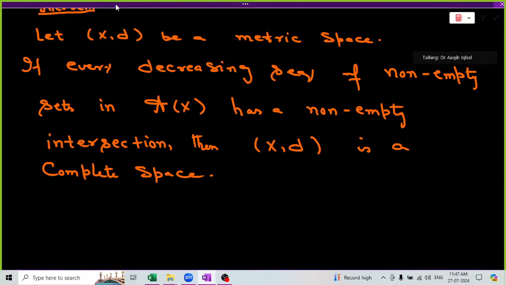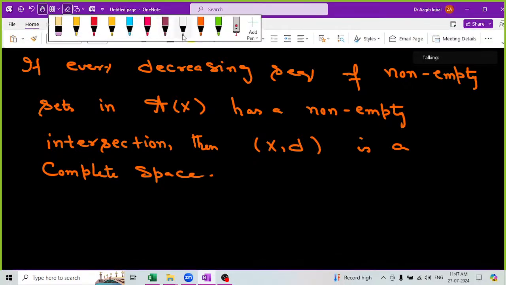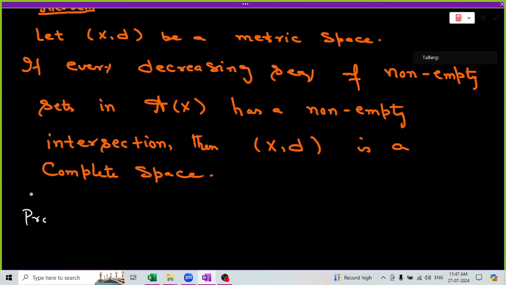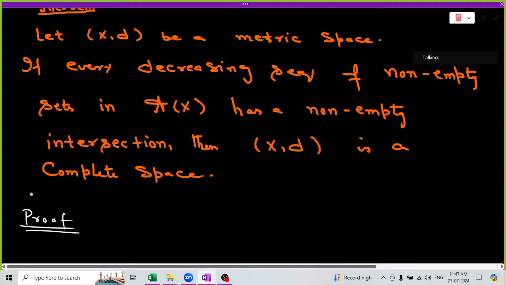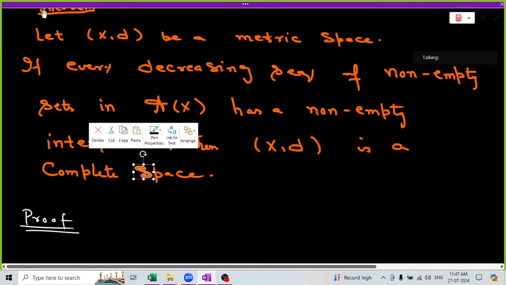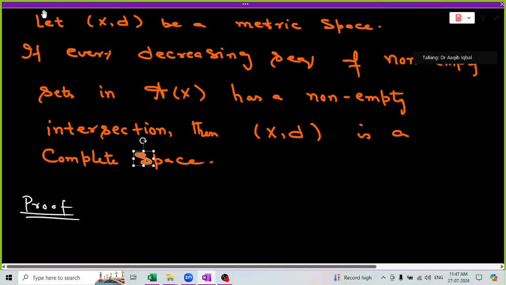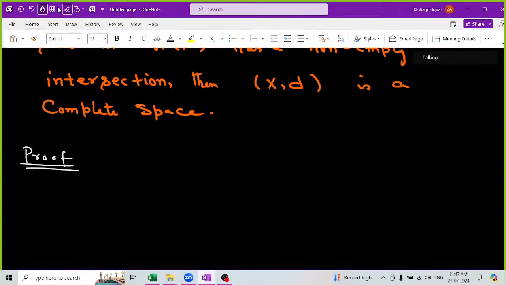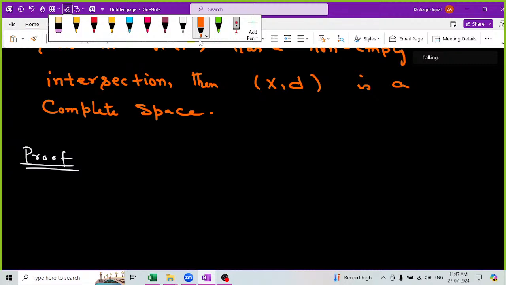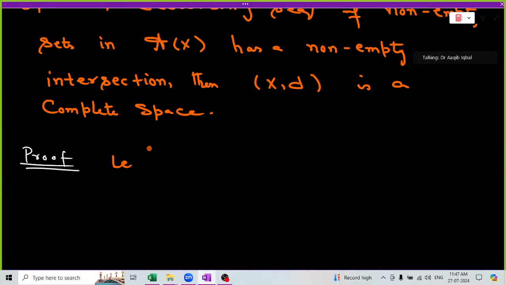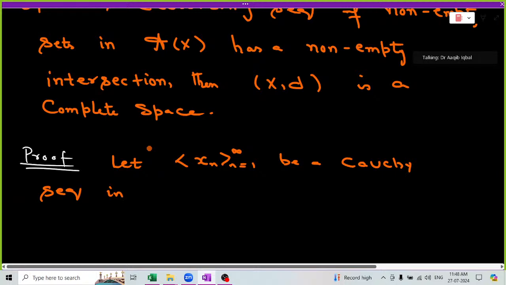Now let's prove this. Proof. Proof is easy, ज़्यादा difficult काम नहीं है ये. आप क्या करिए, we start with the Cauchy sequence. We have to prove completeness, so we'll begin with the Cauchy sequence, that xn, n running from 1 to infinity, be a Cauchy sequence in XD.